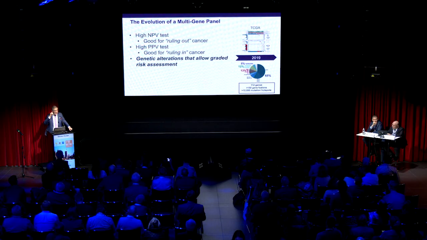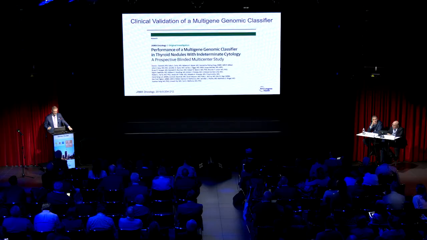So now in 2019, using this next generation approach, there are tools where you can have both a very high negative predictive value test, where a negative test result means that the tumor is actually very likely to be benign, and a very high positive predictive value test, meaning that when a mutation or an alteration is present, it's good for ruling in cancer. And we also start to see that we have genetic markers that allow graded risk stratification.